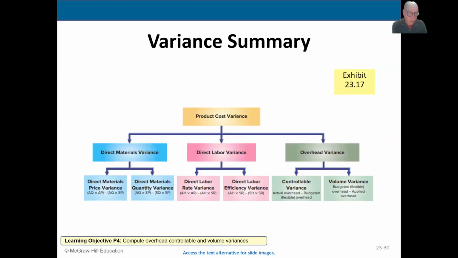Those variances, what can we learn from the product variance cost? They will tell us about the direct materials variance, direct labor variance, and the overhead variance. And this slide summarizes all of those other variances that we calculated, right? So this nice summary slide just kind of shows you how everything's connected.